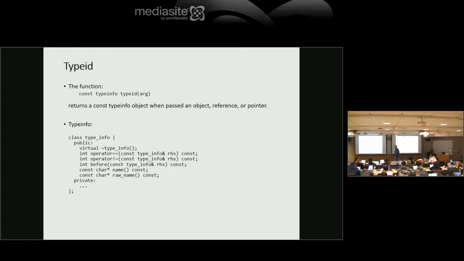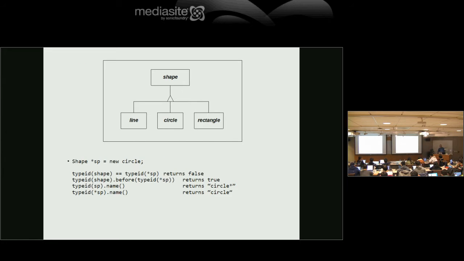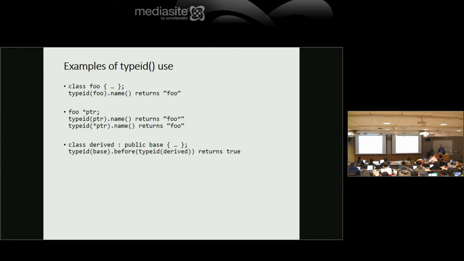So I can get the name, and so now I can do these sorts of things. If I have class foo, I can say typeid(foo).name, and that returns foo. If I declare a foo pointer, typeid(pointer).name returns foo star. And if I say typeid of the contents of pointer, that returns a foo.